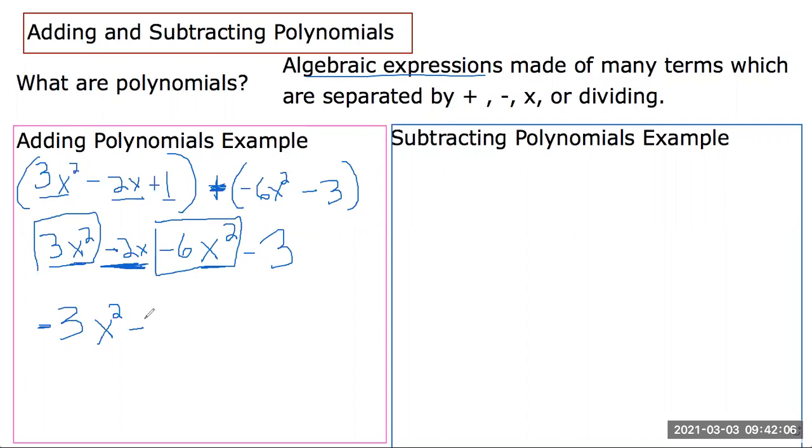So there's nothing I could do with a -2x. So I'm just gonna bring it down. Is there another number besides the -3? Like a family number, like no variables? No. Nope. So because of that, you can do nothing about it. So you're just gonna carry it to the answer. So that's it. The answer is -3x squared, negative 2x, negative 3. Good.